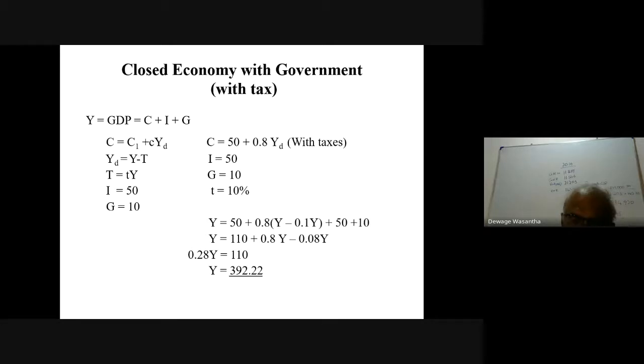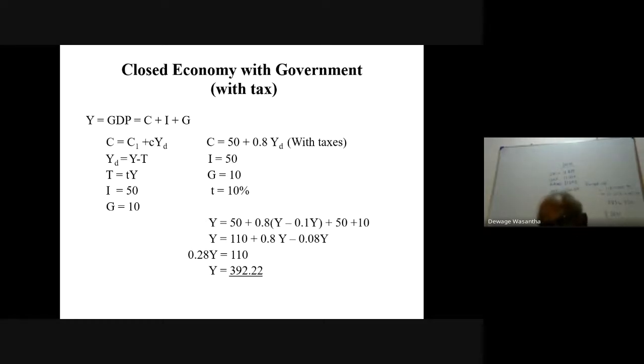Simplify: 50 plus 50 is 100, and 100 plus 10 is 110. Expand the bracket: 0.8Y minus 0.8 times 0.1 is 0.08Y. If you take all the Y terms to the left-hand side of the equation, what will happen? Y minus 0.8Y plus 0.08Y, that is 0.28Y, will equal 110. Y equals what? 392.22.